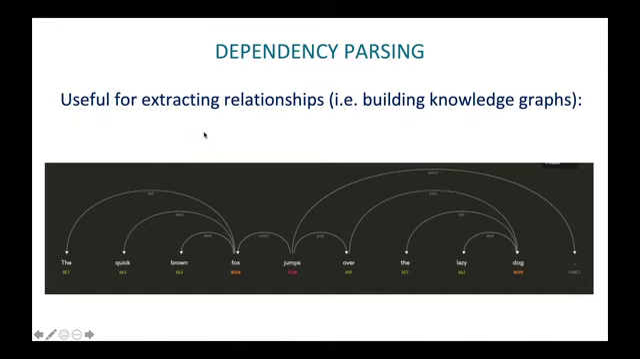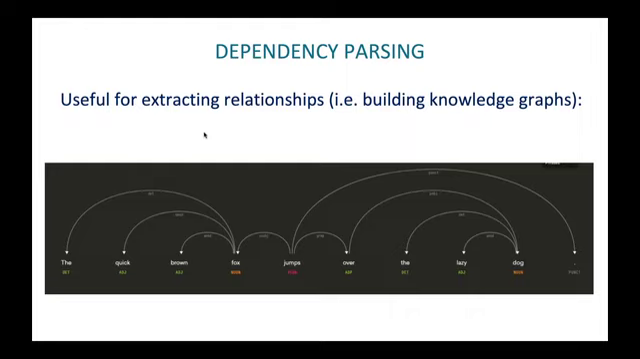The next algorithm the library comes with is the ability to identify dependencies between different parts of speech. So in this case, the quick brown fox jumps over the lazy dog. We can see that jumps depends on fox and jumps depends on dog, right? And you can see basically the grammatical tree of the sentence, of how the sentence is built. This is useful when you're building knowledge graphs.